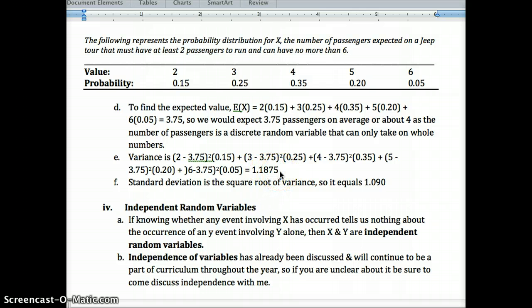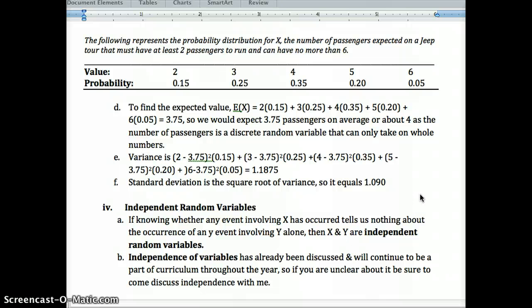Standard deviation is always the square root of variance, or the average distance from the expected value is what that tells us if we're interpreting it. So on average, our values are 1.09 above and below the mean, or the expected value of 3.75. So pause that, take a look over it so you get a good idea of how to calculate variance and standard deviation.